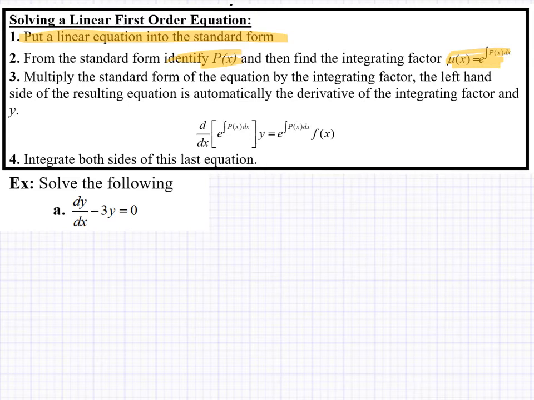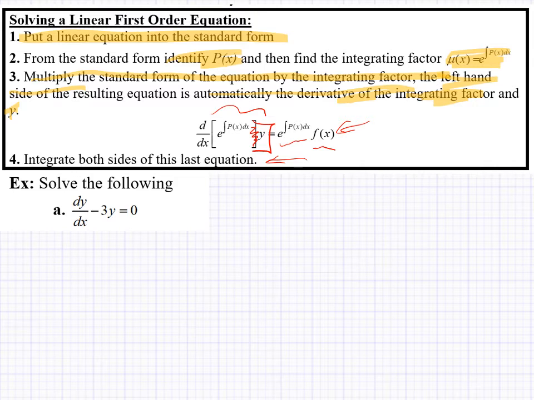Once we do that, we multiply our standard form equation by that integrating factor, realizing that the left-hand side is automatically the derivative of the integrating factor times y. That's what's always going to happen here. I have a bracket in the wrong place. This bracket should be here, not here. That's always what's going to happen on the left-hand side. The right-hand side, however, will always be our integrating factor times f of x, again with f of x coming from when it was put in standard form. Integrate both sides, solve for y, you're done. So it's a fairly simple process.